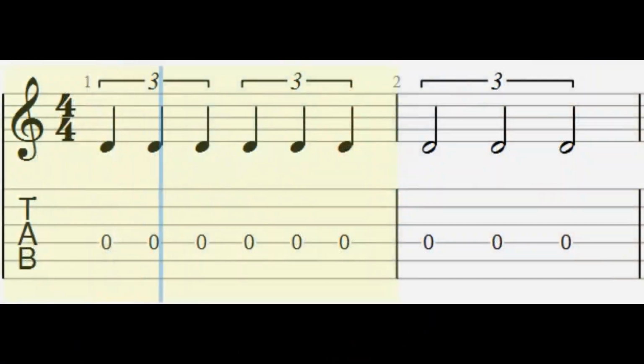riddly diddly, riddly diddly. Riddly diddly, riddly diddly. Yeah, even if it's over 4 beats. Riddly diddly. Yeah, very, very easy to do.